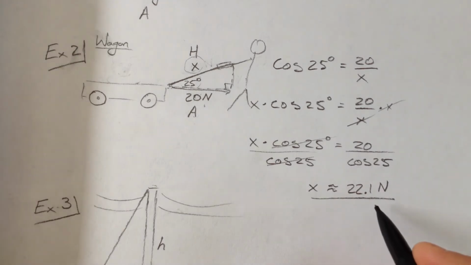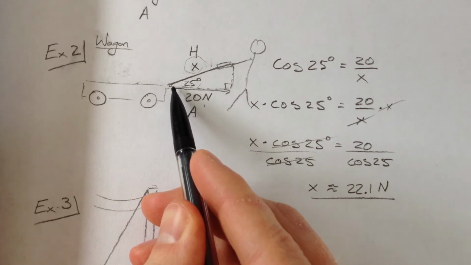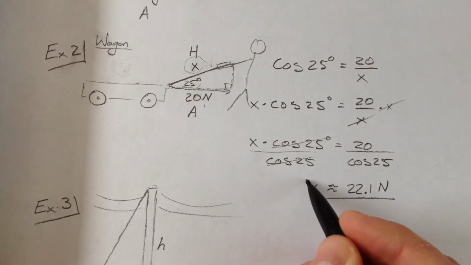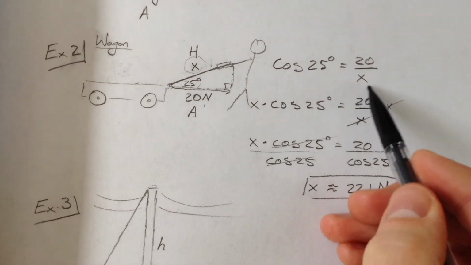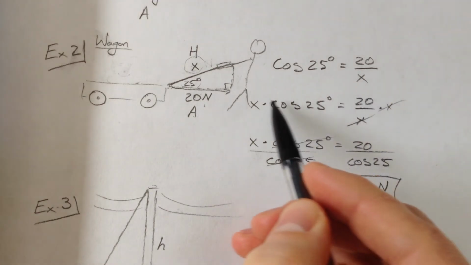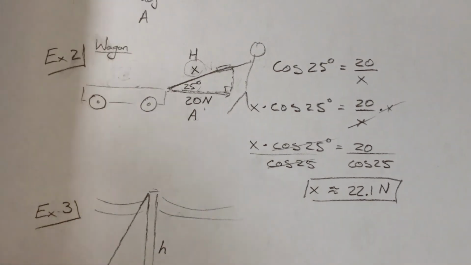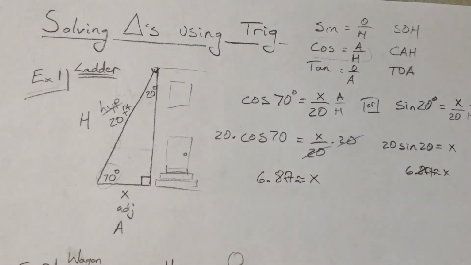So if we want it to go at 20 newtons, get a horizontal force of 20 newtons, we need to pull it at 25 degrees with 22.1 newtons. And so we used cosine again. So when the denominator has the x in it, you have to multiply it over and then divide. That will happen sometimes. The first time, we had the variable on top and you just simply had to multiply by the 20.